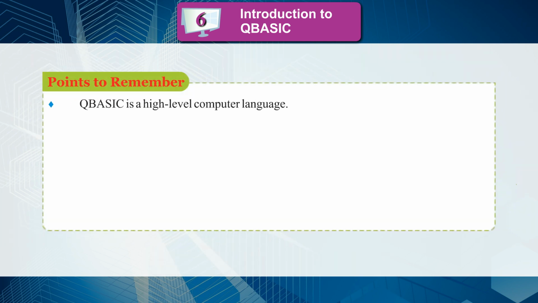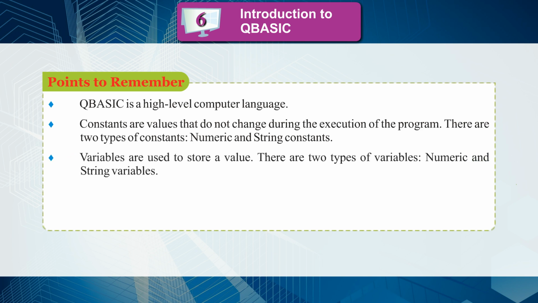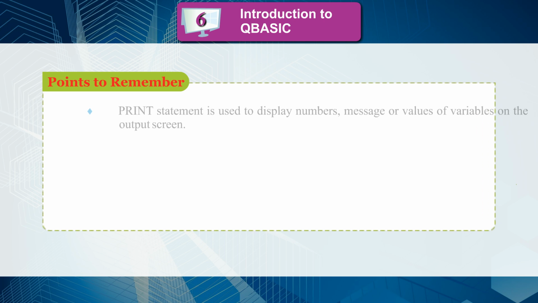Points to remember. QBASIC is a high-level computer language. Constants are values that do not change during the execution of the program. There are two types of constants: numeric and string constants. Variables are used to store a value. There are two types of variables: numeric and string variables. In QBASIC, instructions are given in the form of statements. The LET statement is used to assign a value to a variable.